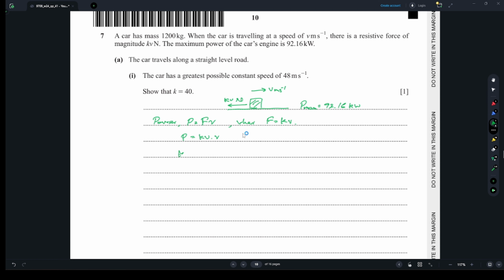So then if I subject k, it is P over V squared. So the power is 92.16 kilowatt, therefore 10 to the power 3. And velocity here they gave us as 48. So 48 squared. From this, when you simplify, you will receive 40. Okay, that was easy.